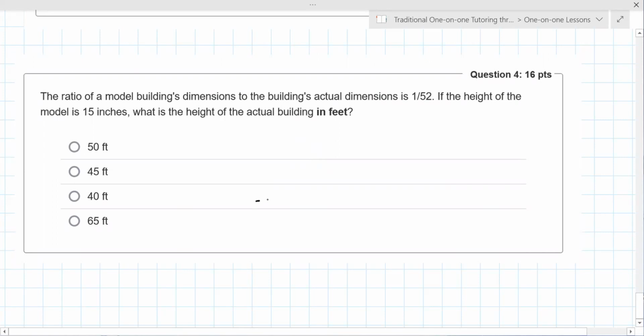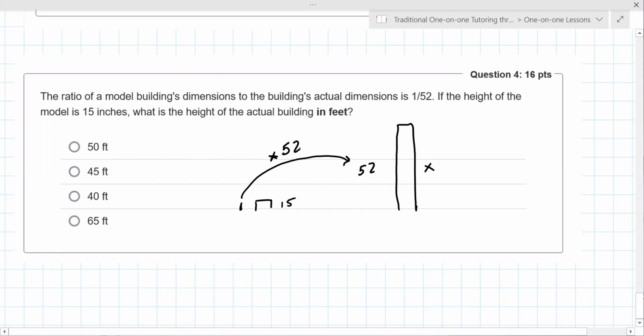So what that means is, here's your model, and then here's your actual, and it's 1 to 52. Okay. So if the height of the model is 15 inches, we want this one over here. So how did you go from 1 to 52? What do you multiply by? By 52, right? So we need to multiply 15 by 52.